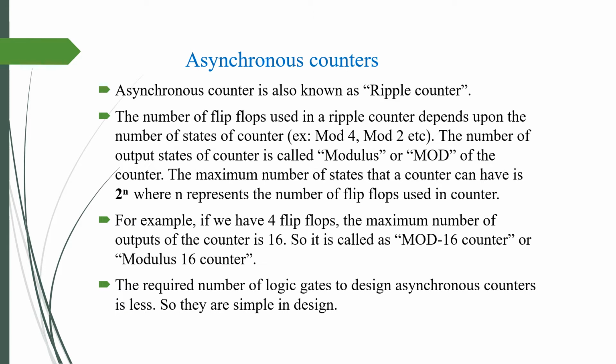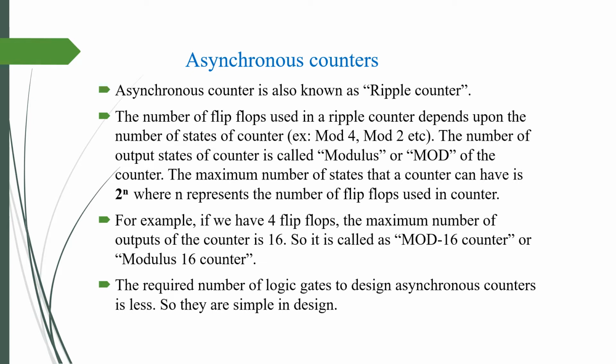The number of flip-flops used in a ripple counter depends upon the number of states of the counter. For example, mod 2 counter, mod 4 counter, etc. The number of output states of a counter is called the modulus or mod of the counter.